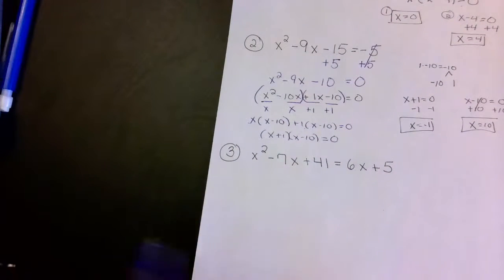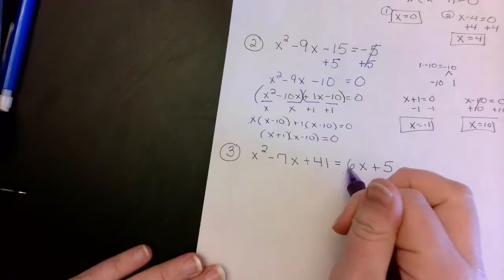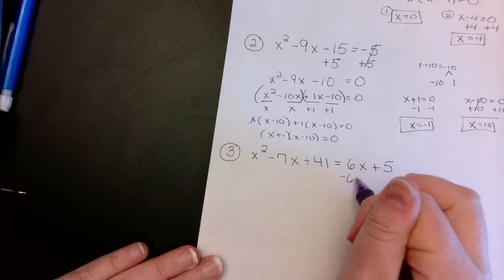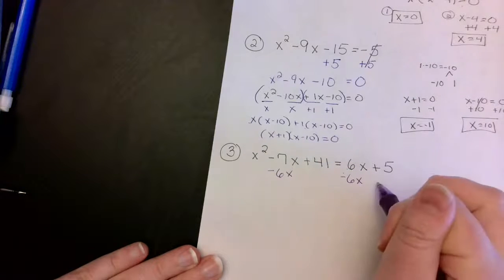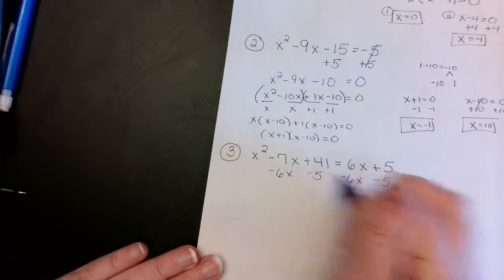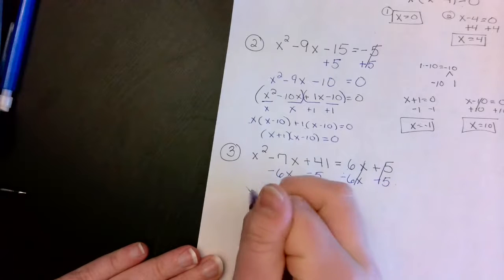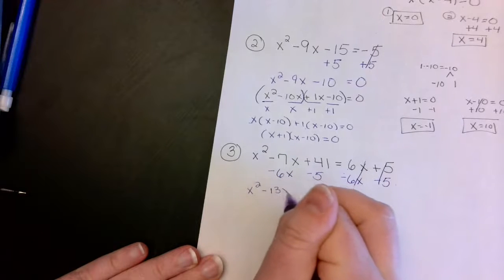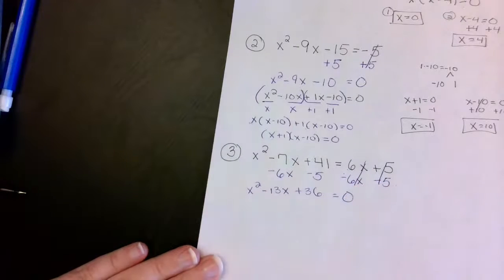there are two things on the right side of the equal sign, which is fine. I'm just going to move both. A positive 6x, to move it to the other side, I need to subtract 6x. That positive 5 I need to move over by subtracting 5. Cancel, cancel, equals 0. X squared minus 13x plus 36 equals 0.